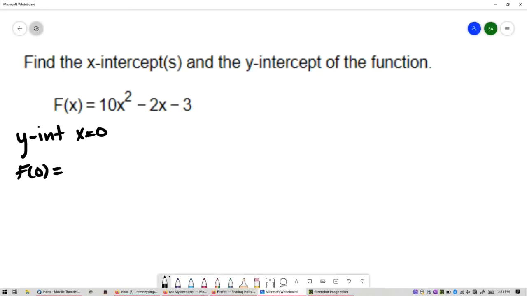f of 0 is 10 times 0 squared minus 2 times 0 minus 3. 0 squared is 0 times 10 is 0. 2 times 0 is 0. And 0 minus 0 minus 3 is negative 3.